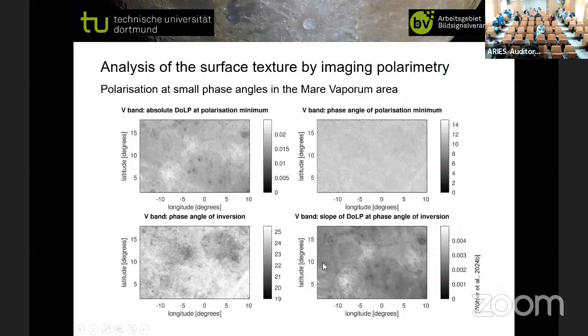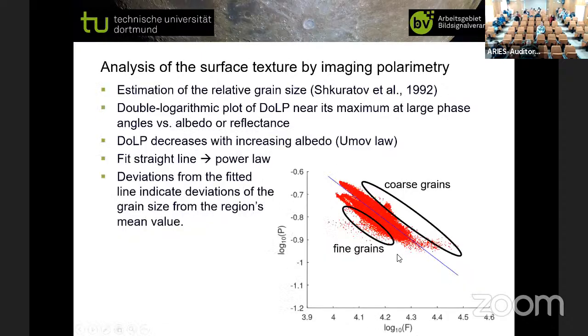structures on the surface. And this here, the lower right panel, is the slope of the P of alpha function at the phase angle of inversion. That's a very important measure, by the way, also for asteroids and comets. And for 3 of these 4 parameters, we see correlations with surface structures. And one thing that one can do is to plot the polarization degree against the intensity or the albedo.